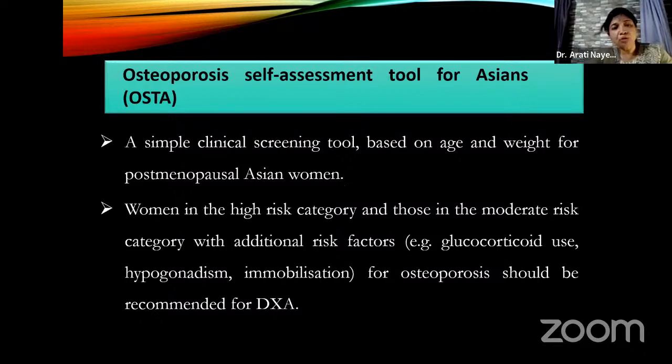What is OSTA? Osteoporosis self-assessment tool for Asians. It is a simple clinical screening tool based on the age and weight of the postmenopausal woman. Women in the high risk category and those in the moderate risk category with additional risk factors for osteoporosis should be recommended for a DEXA scan.